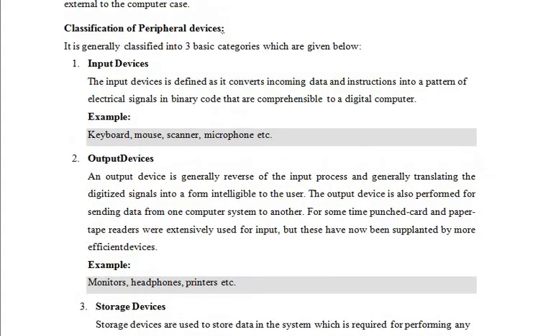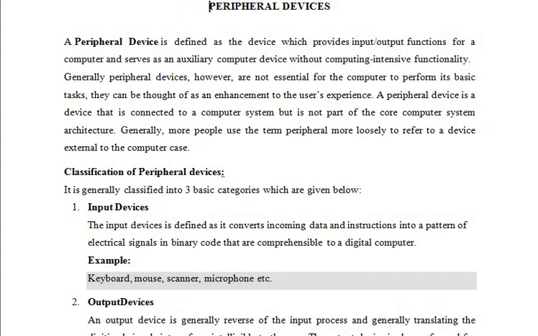Okay, now we will define the peripheral devices. A peripheral device is defined as a device which provides input output functions for a computer and serves as an auxiliary computer device without computing intensive functionality. So that is the main thing. This is how a peripheral device is defined.